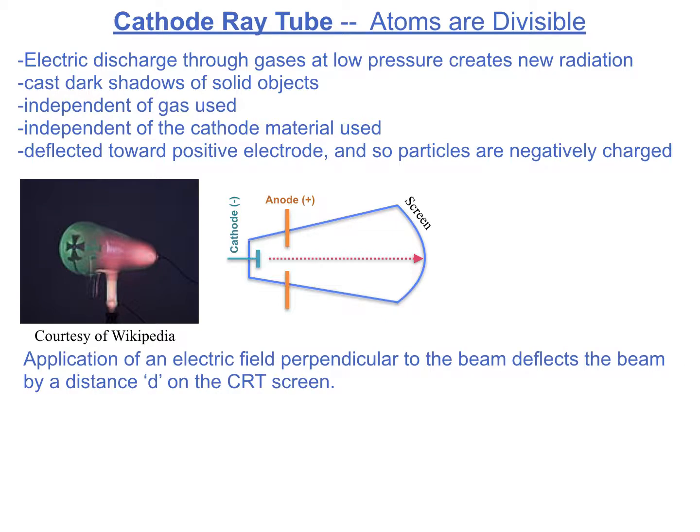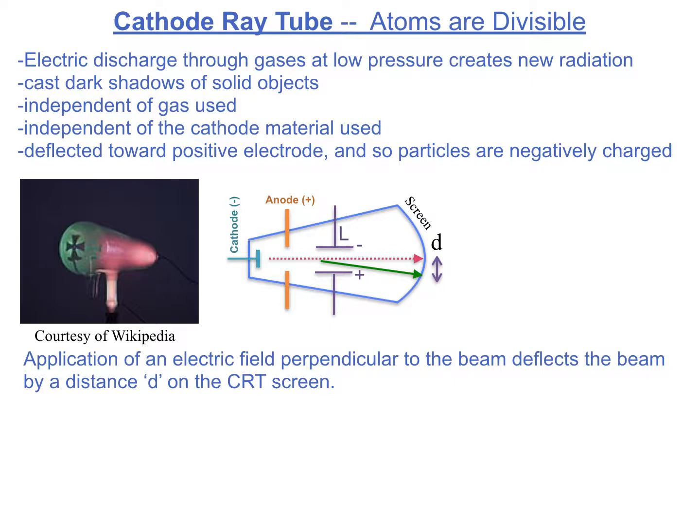So the application of an electric field perpendicular to the beam deflects it. Here you have a negative electrode on the top and a positive electrode on the bottom, and the length of this electrode is capital L. The beam is deflected towards the positive electrode, shown by the green arrow, and the displacement can be readily observed on the screen by measuring the distance d with a ruler.